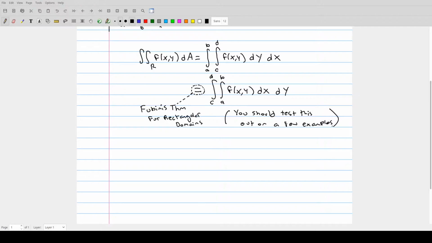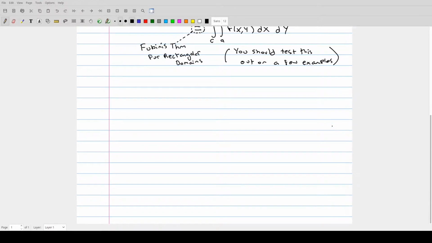So the question that we want to answer now, and we talked about this a little bit last class, is how to integrate over general domains.